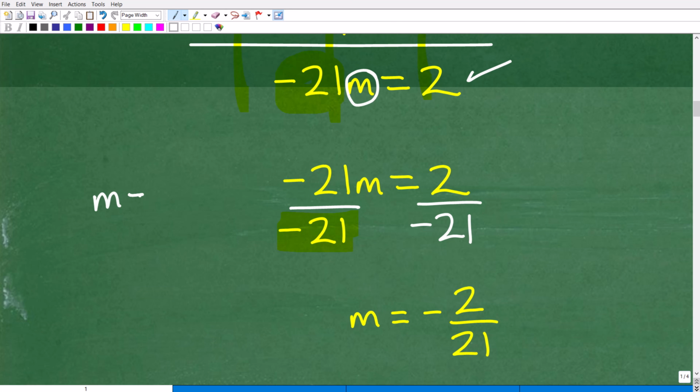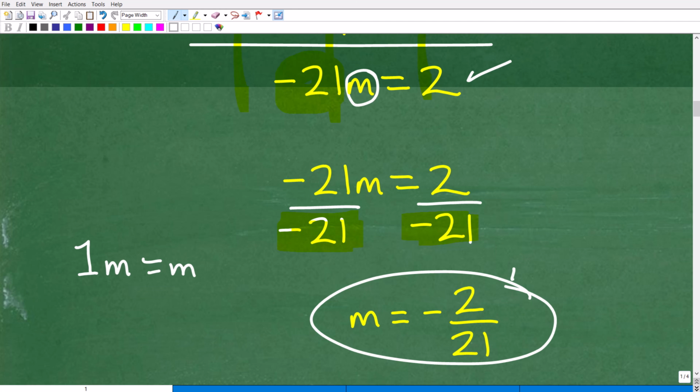And we're looking to solve for m, but really there is a 1 in front of that m. We don't write 1m. We just write m like that. But 1m is the same thing as m. So negative 21 divided by negative 21 is 1m, or m. Okay? And so, of course, we're going to divide both sides of the equation by negative 21. We get 2 divided by negative 21. We can't reduce, and we are good to go. There is our final answer.